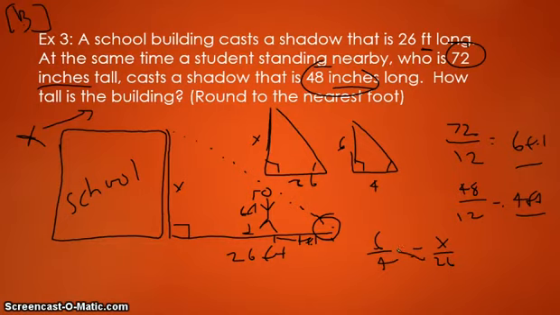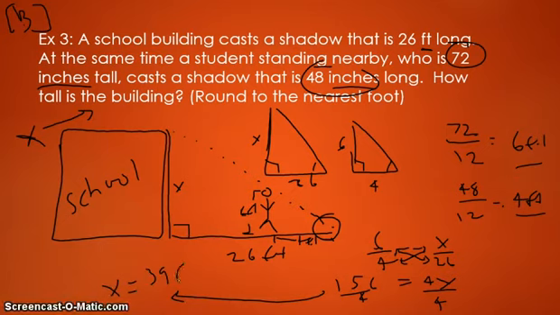Okay, so we know if we cross multiply, right, little arrows, so you're multiplying. This is going to be 26 times 6, which is 156, which is equal to 4x. From there, we know we should divide by 4. X is then, if you punch in the calculator, which I've already done, 39 feet. So that's 39 feet right there. So this school is 39 feet tall. Okay, so that's what we're looking for.